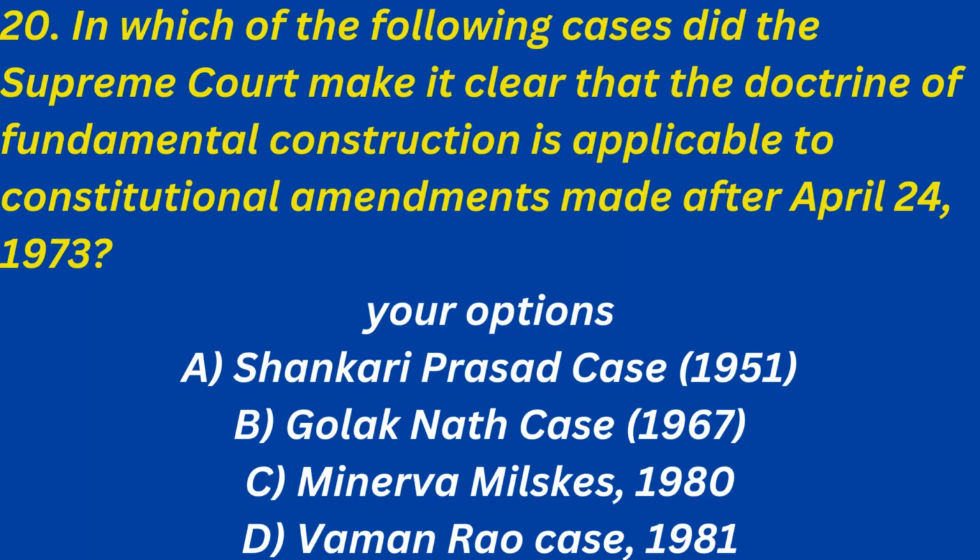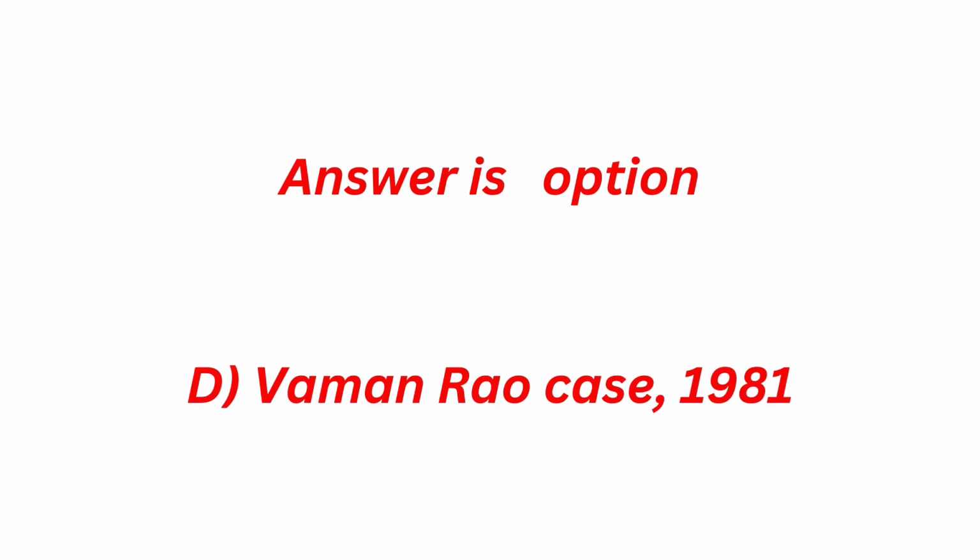20. In which of the following cases did the Supreme Court make it clear that the doctrine of fundamental construction is applicable to constitutional amendments made after 24 April 1973? Your options: A. Shankari Prasad case, 1951. B. Golak Nath case, 1967. C. Minerva Mills case, 1980. D. Vaman Rao case, 1981. Your time starts now. Answer is option D. Vaman Rao case, 1981.